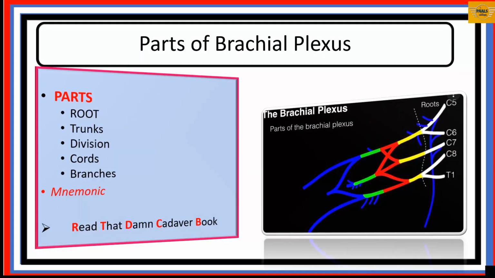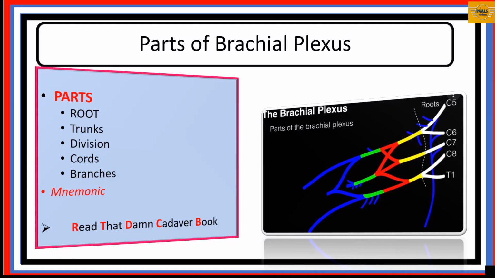So let's go right on and find the different parts. So we have 1, 2, 3, 4, 5 parts of brachial plexus. What are these parts? The root, trunks, divisions, cords, and branches. So if you're a fan of using mnemonics, I have one here for you. Read that damn cadaver book.